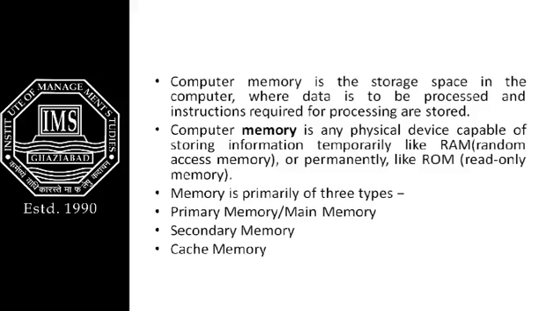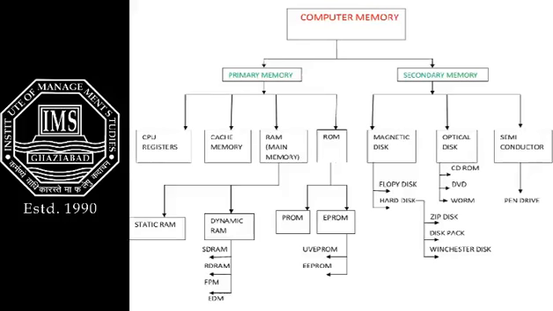Computer memory is the storage space in the computer where data to be processed and instructions required for processing are stored. So basically, computer memory is a storage area for the computer. Computer memory is any physical device capable of storing information temporarily, like RAM, or permanently, like ROM. Memory is mainly classified into the following three types: primary memory, secondary memory and cache memory.